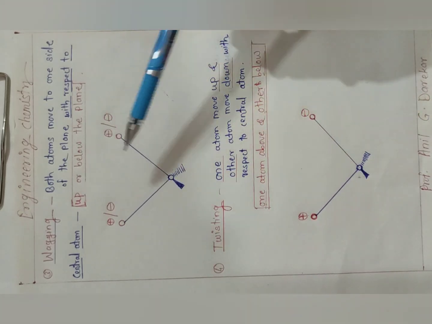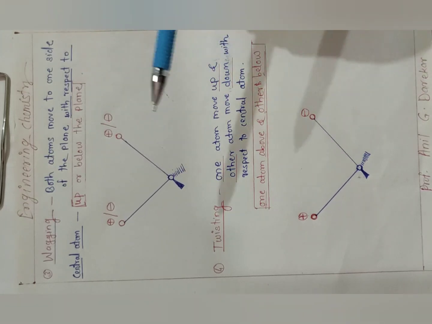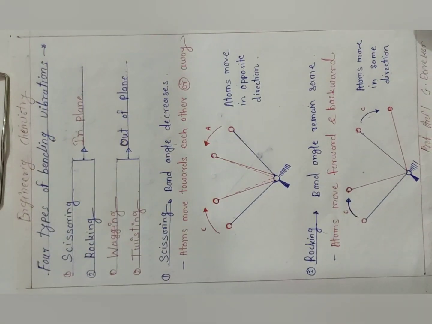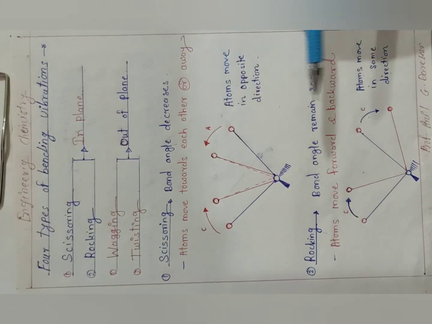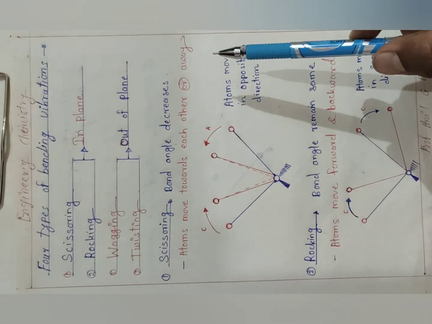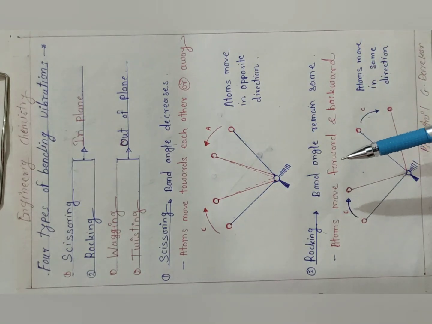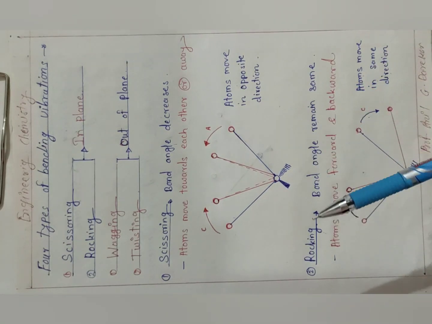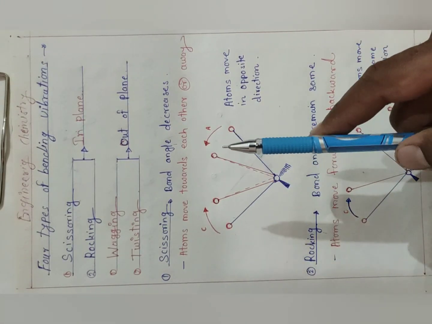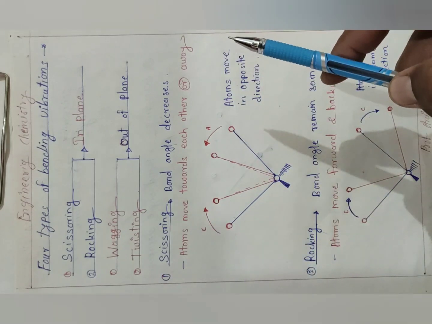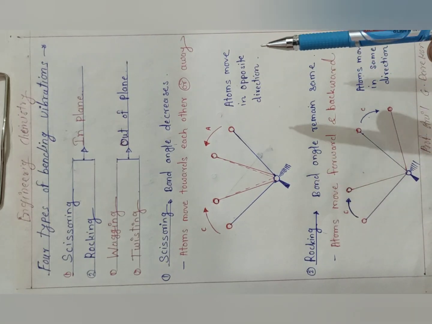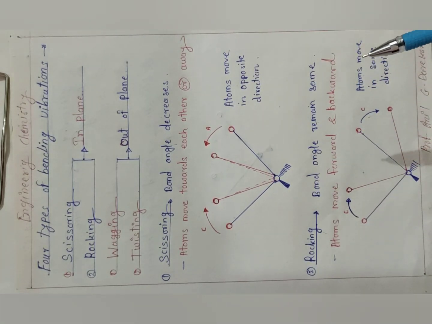So wagging and twisting take place out of the plane, while scissoring and rocking take place in the plane. Simply, in scissoring bond angle decreases and in rocking it remains constant. In rocking atoms move forward or backward, and in scissoring atoms move towards each other or away from each other. In scissoring atoms move in opposite direction, and in rocking atoms move in the same direction.